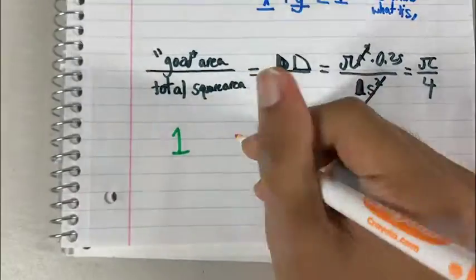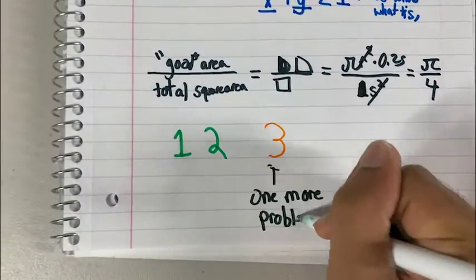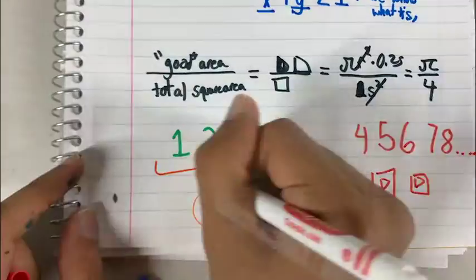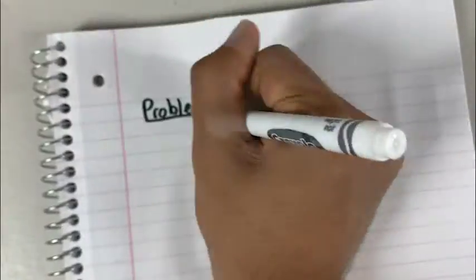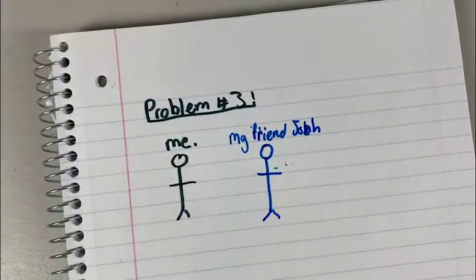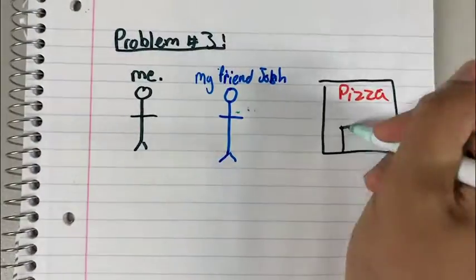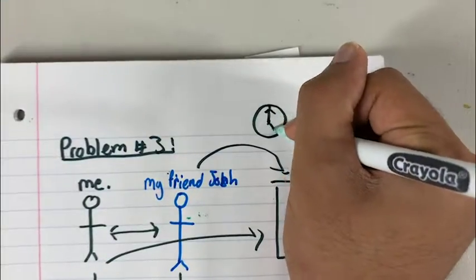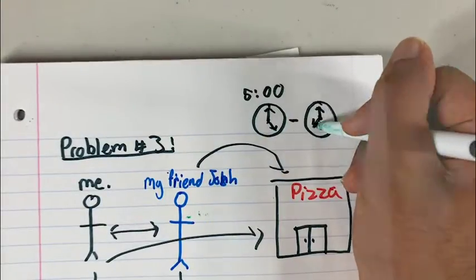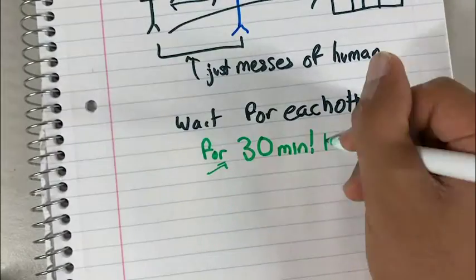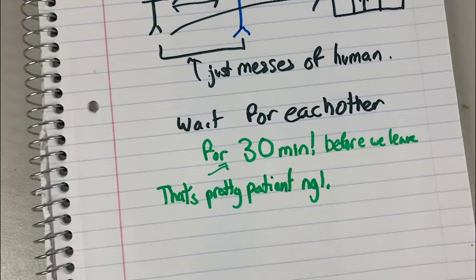So we're going to do one more problem to prepare ourselves for more challenging problems in later videos. So, say we have me and my friend Josh. We're going to meet up at a pizza place. And we're very not organized. So we each come to the pizza place at a random time between 5 and 8 p.m. We will each wait for each other for 30 minutes before we leave. What is the probability that we meet each other?